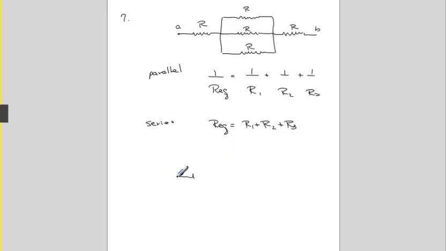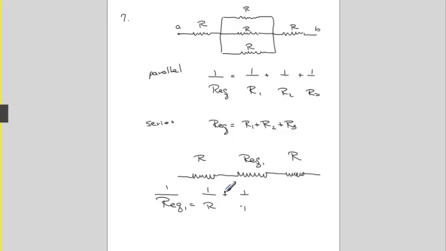What we're going to do is replace this circuit by this. The middle three resistors are going to be replaced by an equivalent resistance. We'll call that REQ1, and then we'll have R here and R there. The equivalent resistance for those three resistors in parallel, we get by using the reciprocal relationship. So we'll have 1 over R plus 1 over R plus 1 over R.